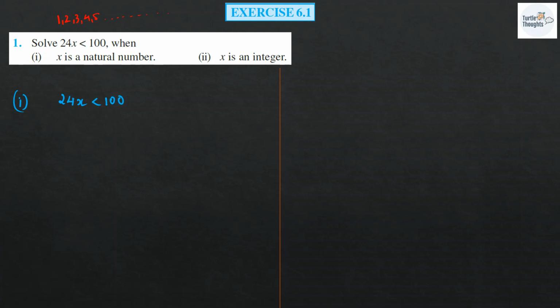Rather, I can just find out the value of x over here, divide both sides by 24. So x is going to be less than 100 over 24, so 4 point something. Can I write it this way?